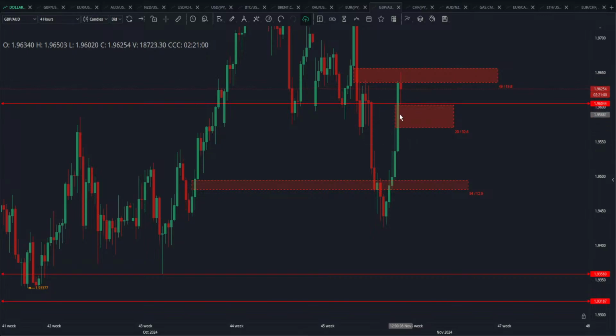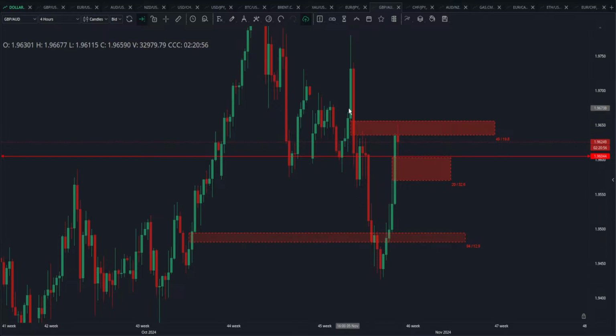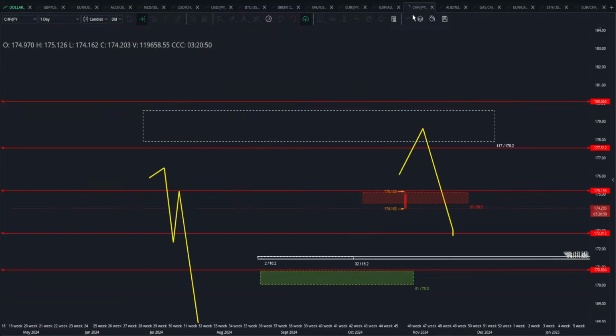Although this fair value gap will try to push the prices higher, this is the last fair value gap on the way up. The last fair value gap is the strongest one. Keep an eye on this one.